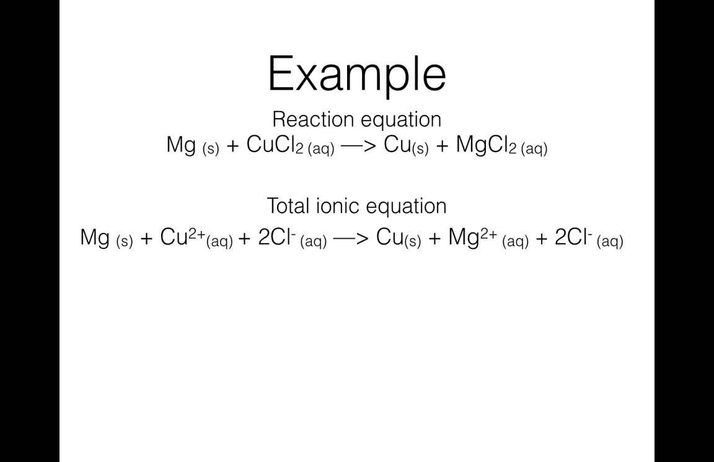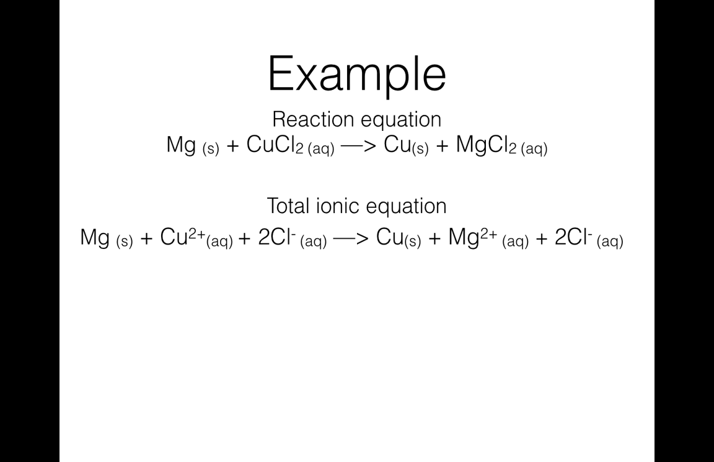Now, if we examine this total ionic equation carefully, we'll see that the 2 chloride ions are present both on the reactant side and on the product side. We call those types of ions spectator ions because they're not really involved in the reaction. They're present both at the beginning and at the end. Nothing's changed about them, so they haven't actually done anything in the reaction.